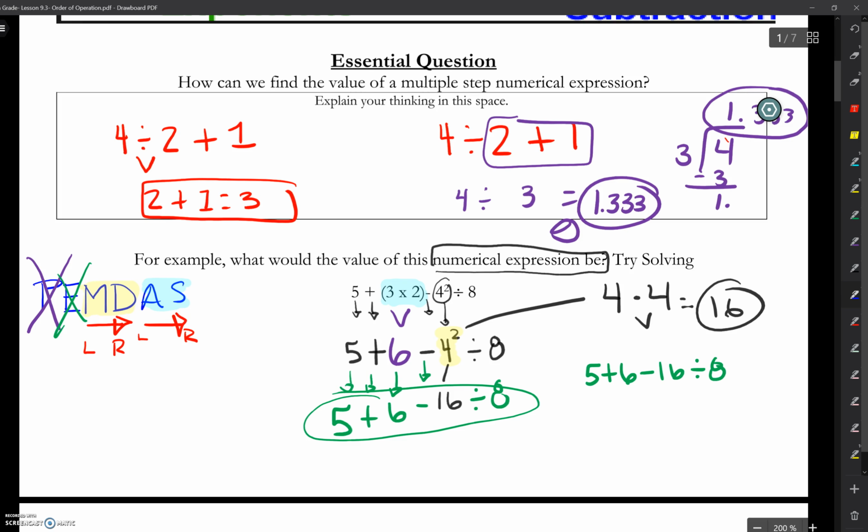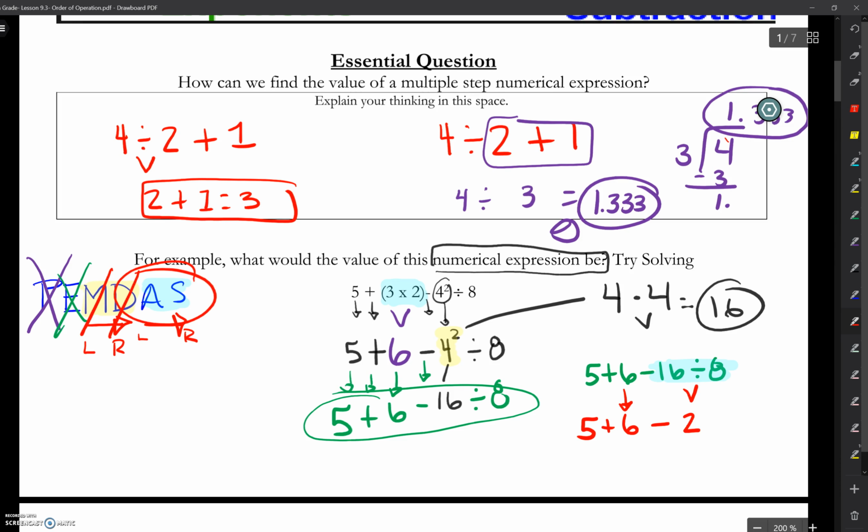So now I'm going to look at my problem. Do I have any multiplication or division? And yes, I do, and that is multiplication. I'm sorry, division. That is division. So 16 divided by 8 is 2. And then I bring everything back down. Okay, and now I don't have any more multiplication. I don't have any more division. So I'm going to cross off those.